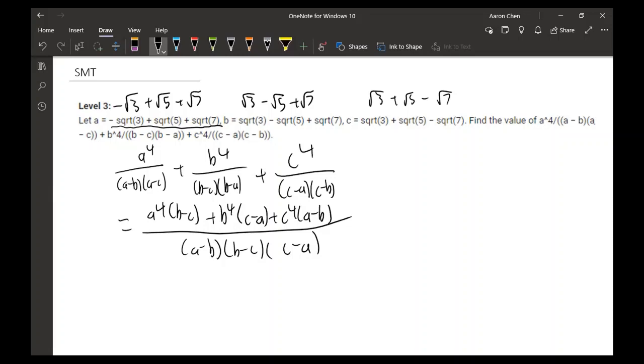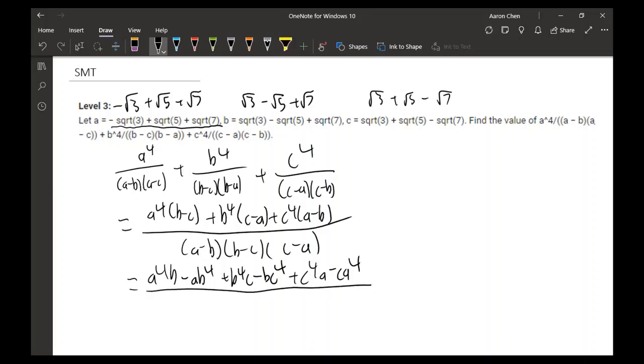And so next we just expand everything, and so this becomes a to the fourth b minus a b to the fourth plus b to the fourth c minus b c to the fourth plus c to the fourth a minus c a to the fourth. And it's all divided by a minus b times b minus c times c minus a.